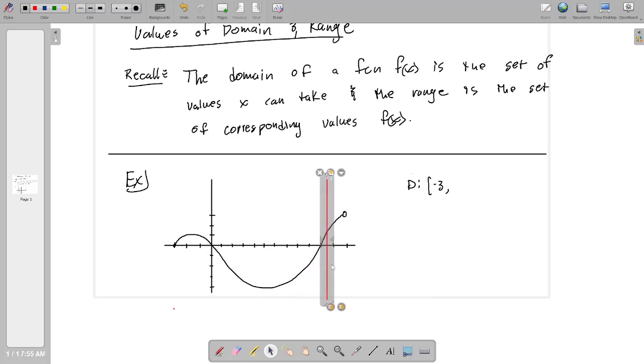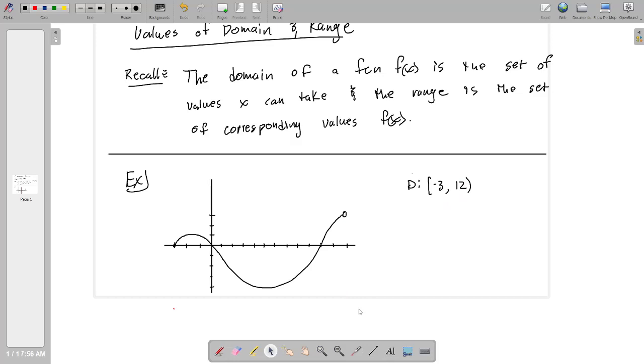So we keep going, and we are no longer touching the curve here at +12. So here at 12, we're not touching the curve anymore. Now notice I have a parenthesis here instead of a bracket, because at 12 we have an open circle, which means 12 is not defined. At x equals 12, it's not defined. So we go up to, but we do not include 12.